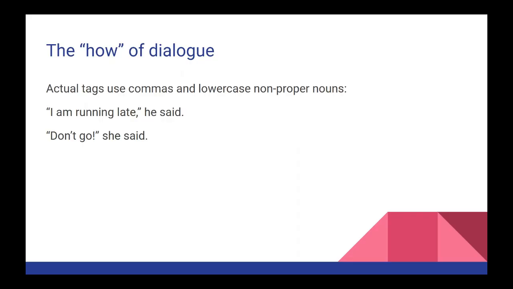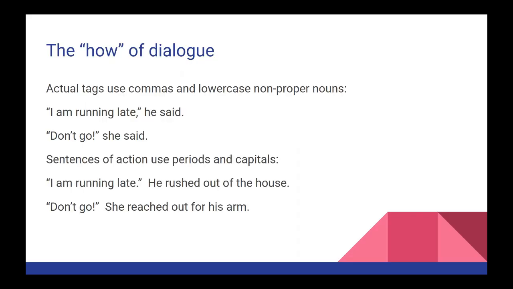So when we use actual tags, we end the dialogue with a comma, and if we're not using a proper noun, the pronoun is lowercase. "I'm running late," comma, he said, with a lowercase h. The same is true if we use an exclamation point or a question mark. "Don't go!" exclamation point, still lowercase, she said. So whenever using an actual tag, it's always lowercase pronouns, commas instead of periods. You'll never have a period followed by a he said.